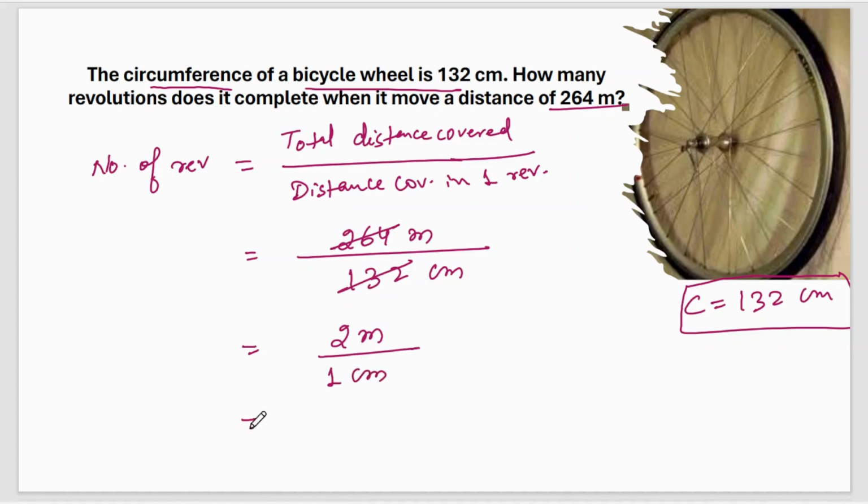So we have to convert this into the same unit. Either you can convert meter into centimeter, so that will be meter. You multiply it by 100, and this will cancel out, and it will turn into centimeter. Now again centimeter cancels out. You will be left with 2 into 100, that is 200. Be very careful with the units.